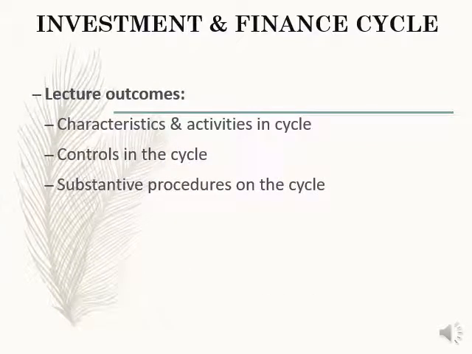Each cycle, the characteristics and activities in the cycle are important so that when we put our management hat on, we are able to design controls, and if we put our auditor's hat on, we should then be able to test those controls and then perform substantive procedures as well.